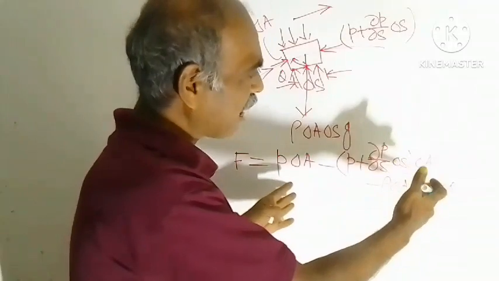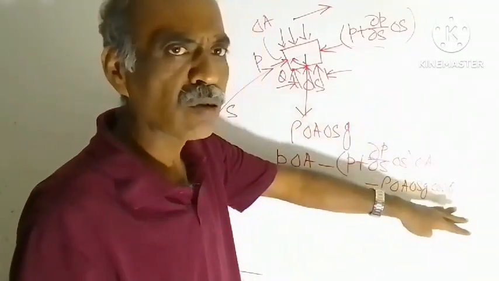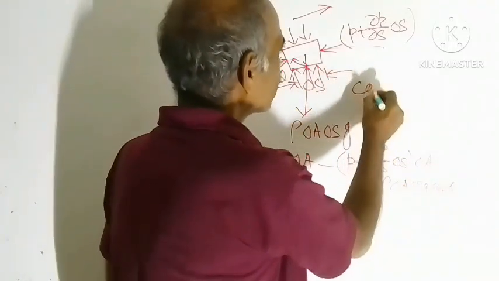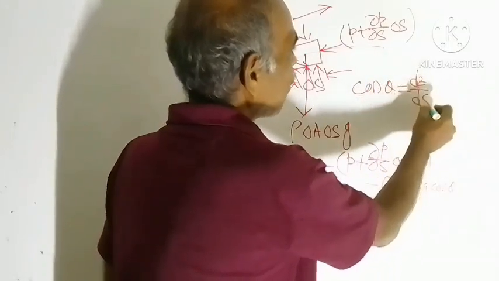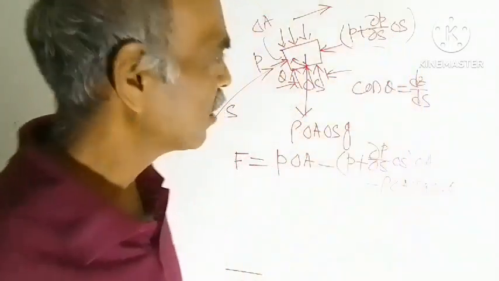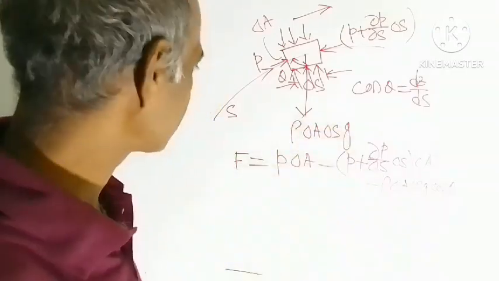Now, so this is the right hand side. Later you will get cos theta is equal to how much? Cos theta is equal to dz ds, where z is the vertical direction. Later you will get that thing.